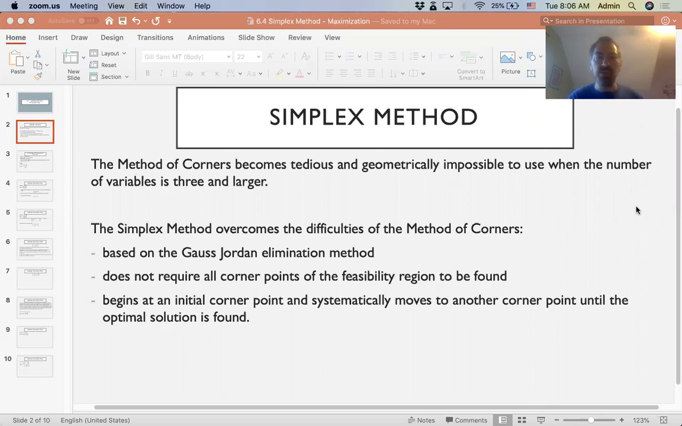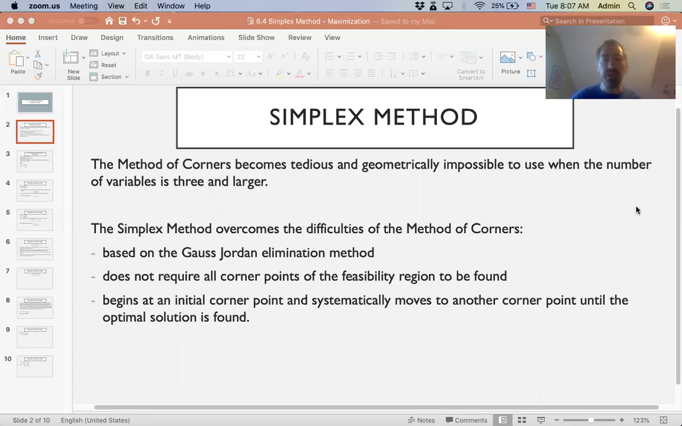Now, in our previous videos, we have seen how to use the method of corners to solve these linear programming problems. The method of corners works great as long as you're in two dimensions, as long as you only have two variables. But if you have three or more, then this becomes very tedious and geometrically impossible. So as an alternate method, we can look at the simplex method. This overcomes the problem of the dimensionality that the method of corners has.